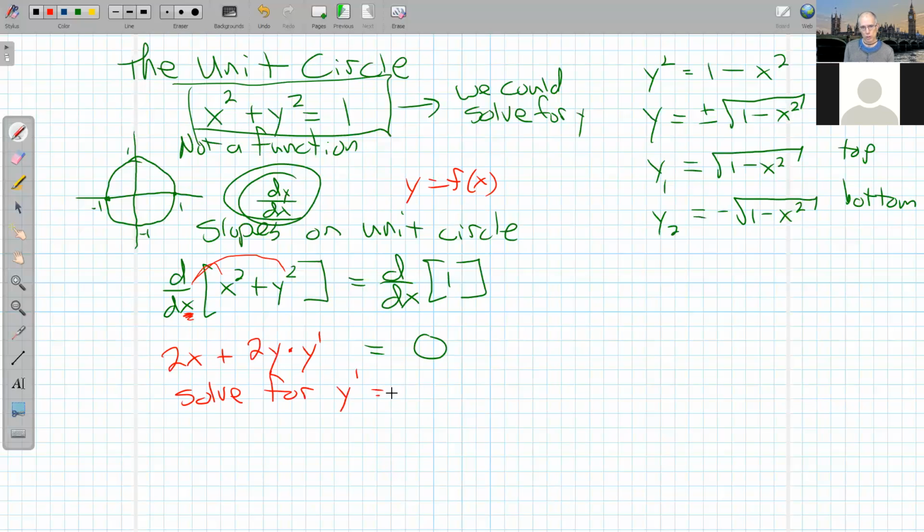Now we can solve for y prime, because y prime is dy dx. Right? And dy dx is slope. Change in y over change in x. So I would subtract the 2x to the other side. So I'm going to get 2y y prime is equal to negative 2x.